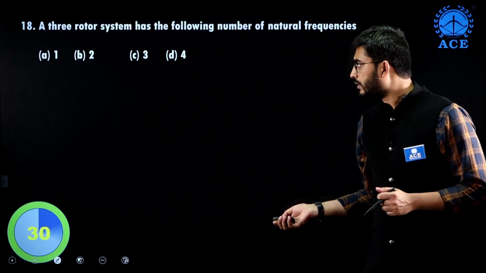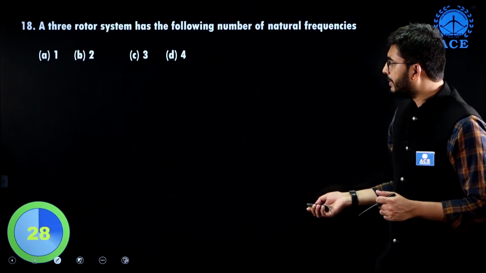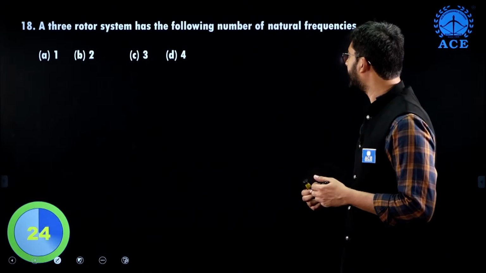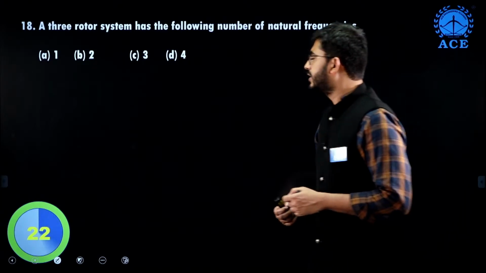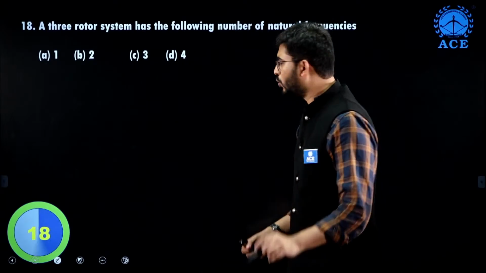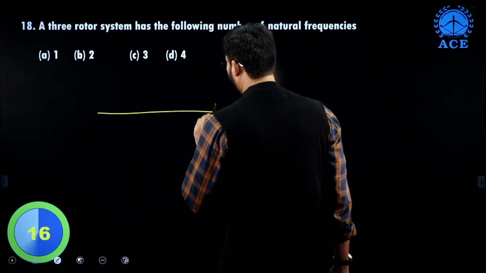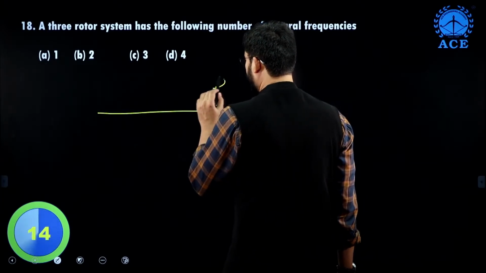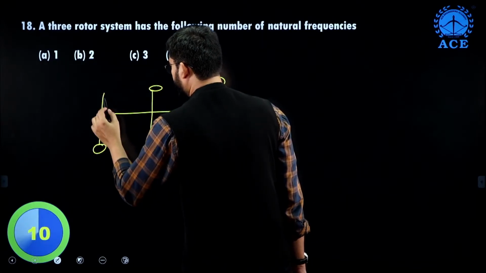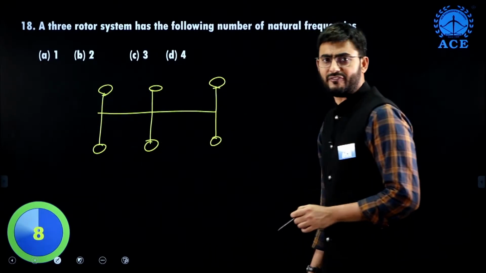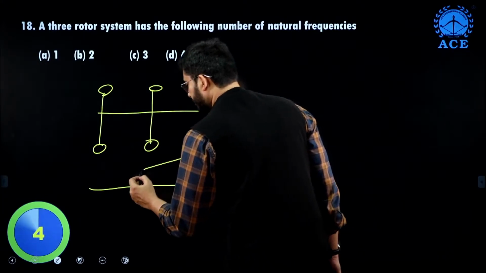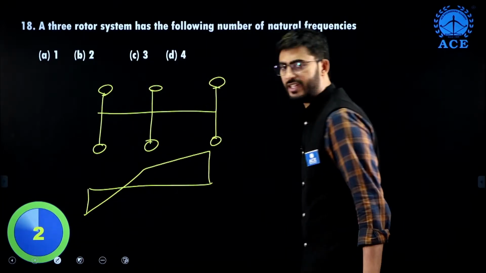Alright. Next one, question number 18: a 3-rotor system has the following number of natural frequencies. A 3-rotor system will have 2 natural frequencies. Two natural frequencies means, if we consider a 3-rotor system, it will have vibration with a single node.